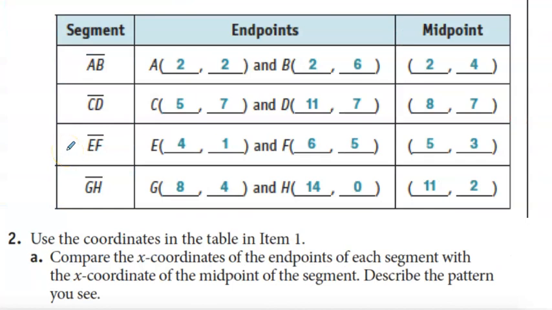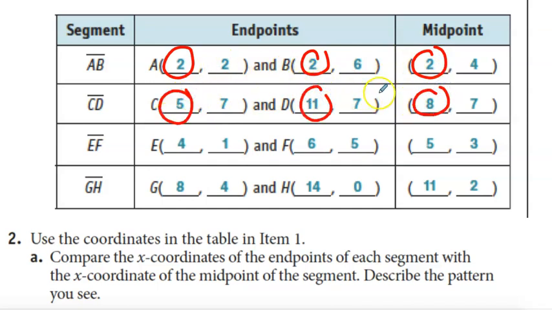Here are the endpoint values and midpoint coordinates that you should have gotten from completing the table. And then 2 wanted you to compare the x-coordinates. So for example, I have a 2, and a 2. Well, I noticed, one, they're all the same. So let's see if that happens each time. I have a 5, and then an 11, and then I get an 8. So it's not the same each time, but I do notice that this 8 is in between these two values. Next thing, I have a 4, a 6, and a 5. So 5 is in between these values. Then I have an 8, a 14, and an 11. So again, this value is in between my two x-coordinates.